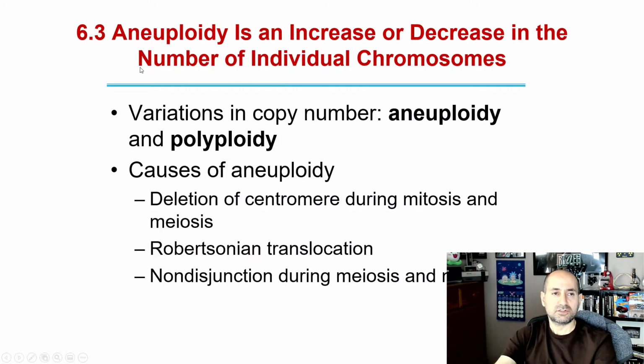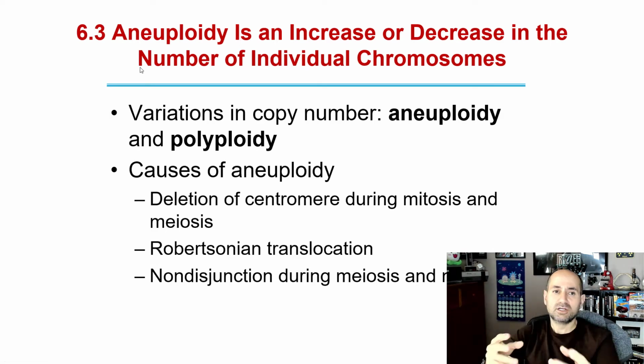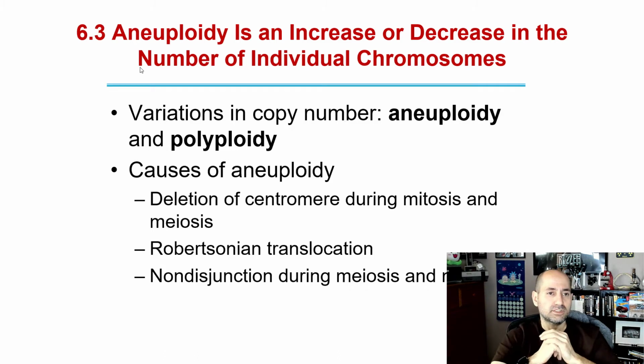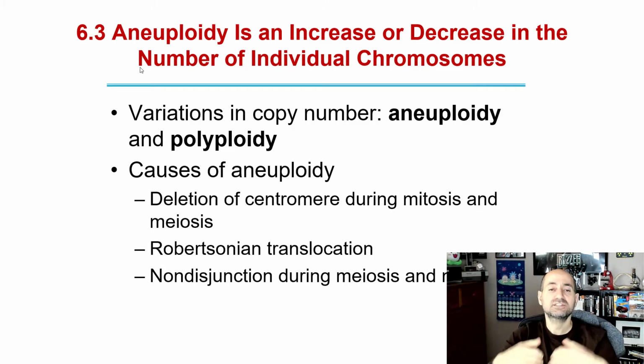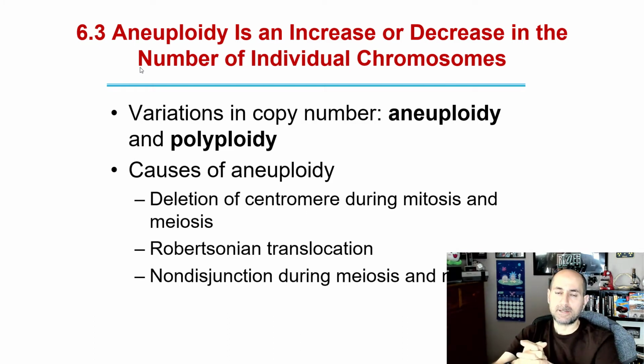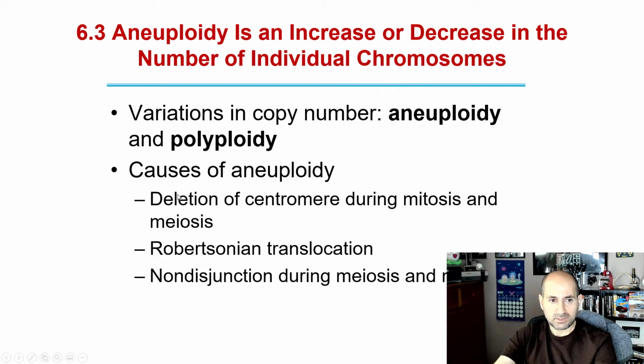So now let's move on from chromosomal rearrangements to the concept of aneuploidy and polyploidy. Variations in copy number, in the number of chromosomes, is aneuploidy or polyploidy. So let's talk about aneuploidy first, because remember that was the addition of one or two or more chromosomes, or the deletion of one or two or more chromosomes.